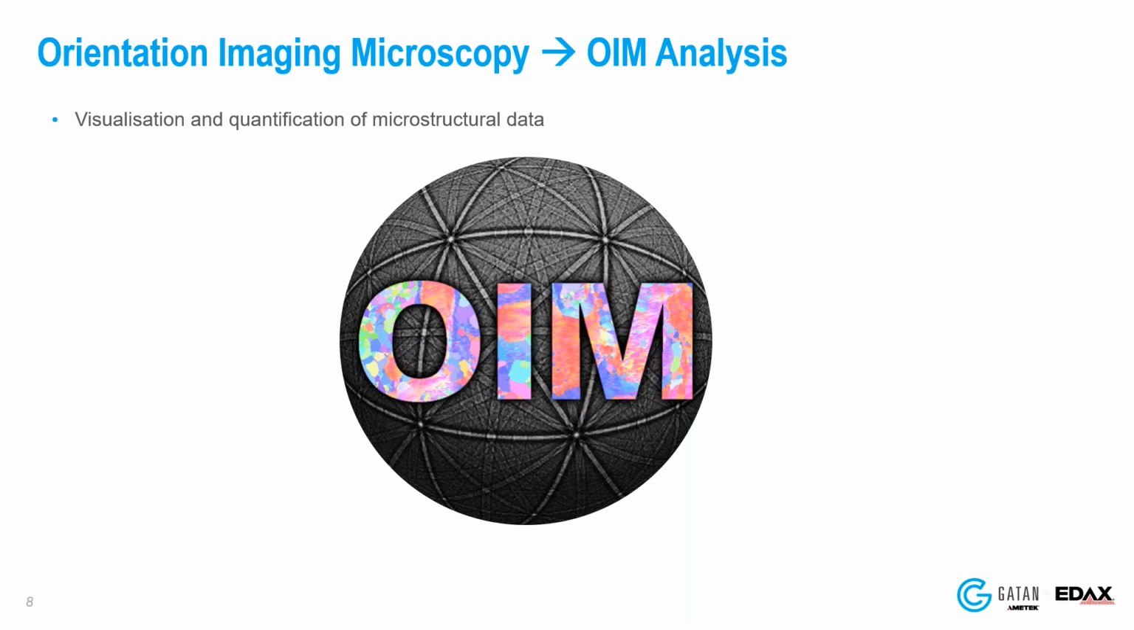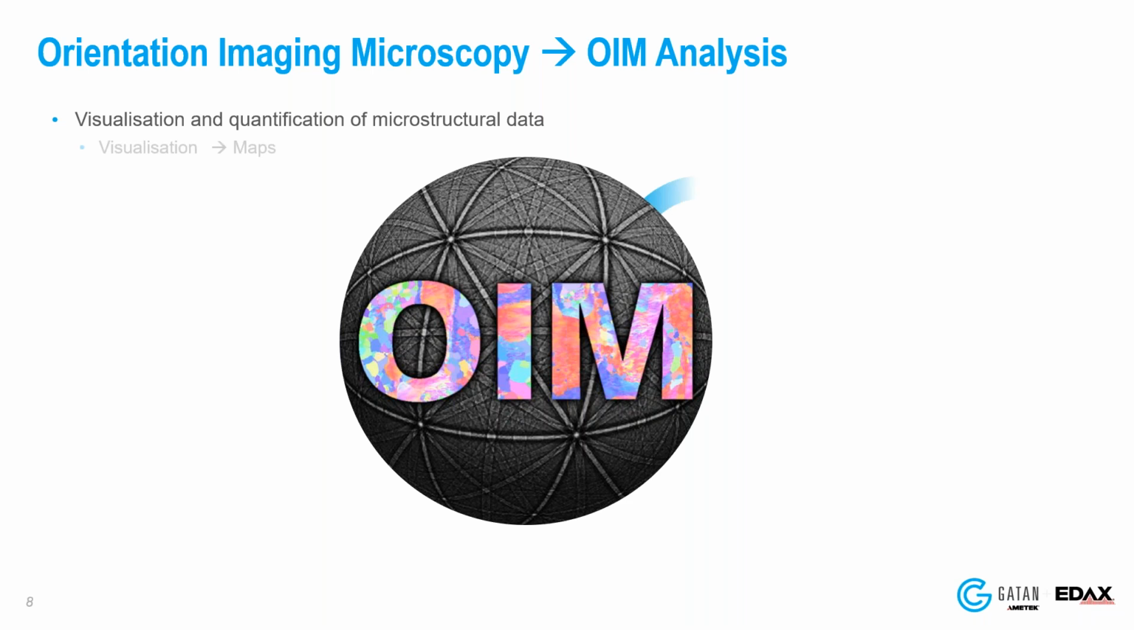With EBSD, after we have collected the EBSD data, we can use the orientation outcome of the initial map to create pictures. So that's why we say orientation imaging microscopy. So we look in detail at your sample, but based on the orientations and no longer on the electron signal. And we do that with the OIM analysis software. And the software is written for the visualization and quantification of microstructural data.